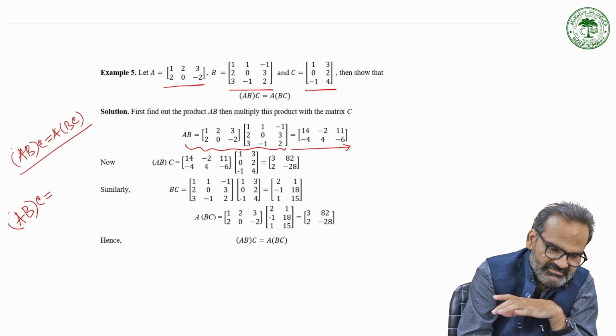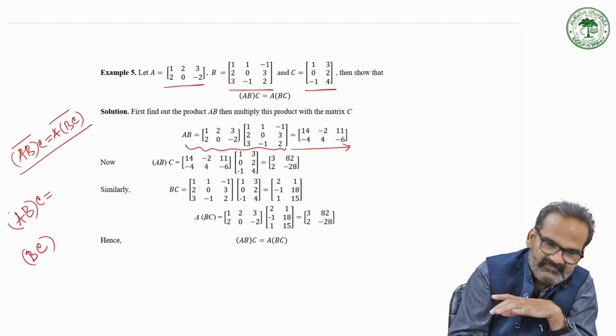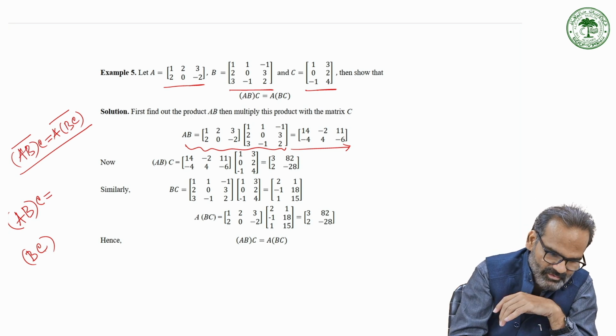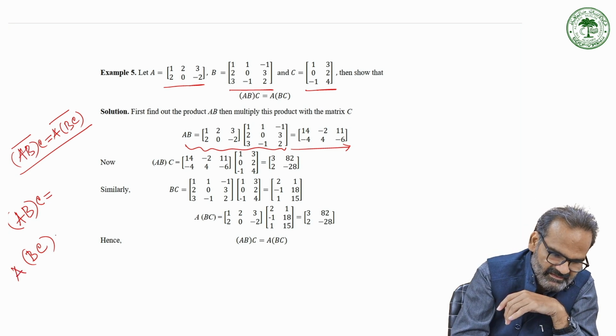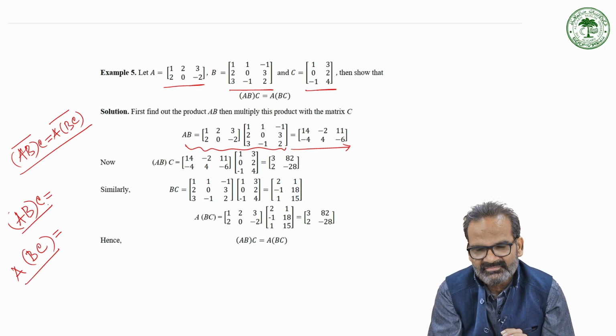This is the left hand side. What is the right hand side? First multiply BC, you will get a matrix as a product. Then this product should be multiplied with A. So, both this matrix and this matrix should be equal.